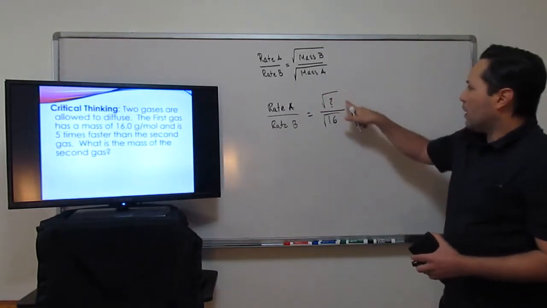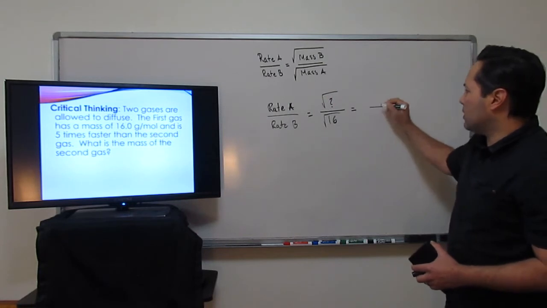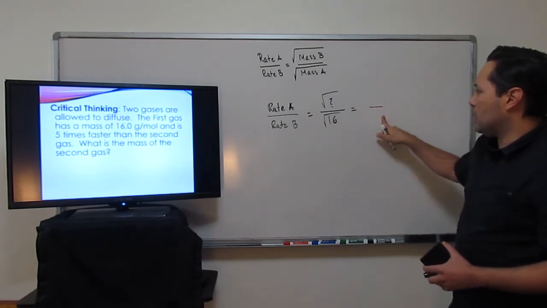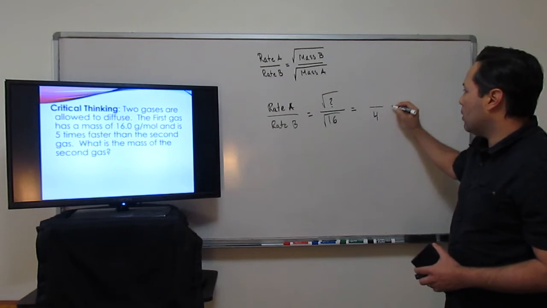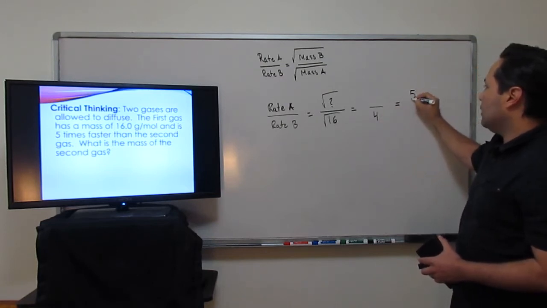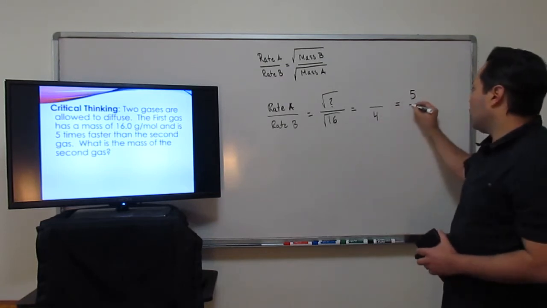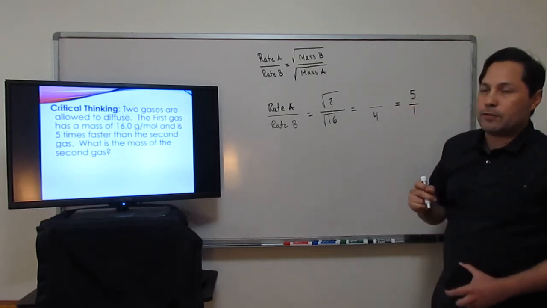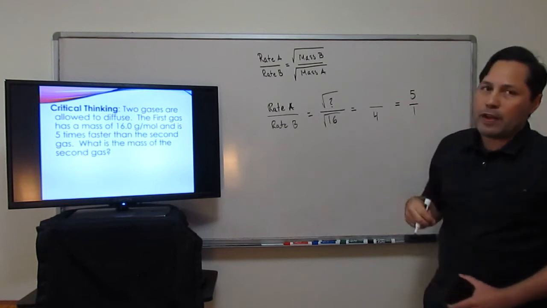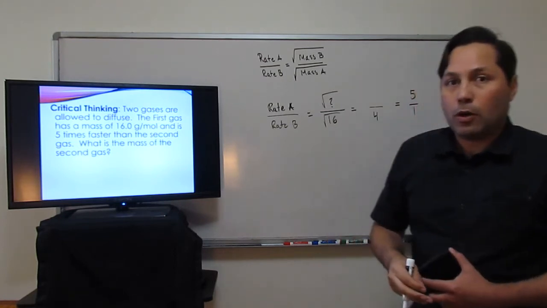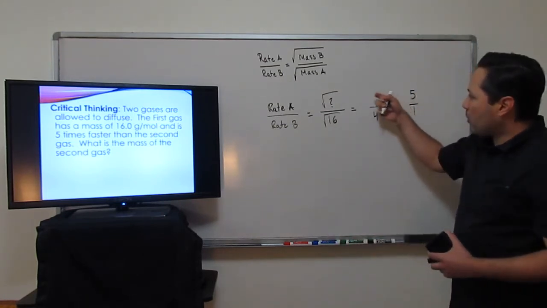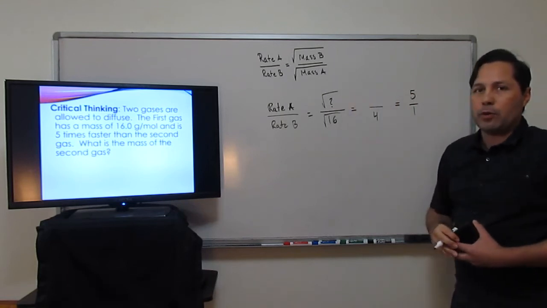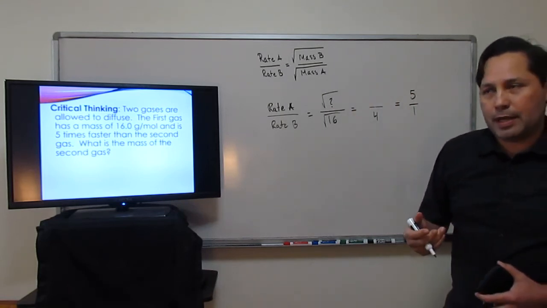Alright, so after we square root them, we still don't know what this is, so I'm going to leave it blank, but this is going to be a square root of 16, that's a 4, and after we divide, that's a 5 right there, 5 over 1. How do we get that? Because we know that it was 5 times faster. A is 5 times faster than gas B. So what we're going to do is now go backwards, figure out this number, and then figure out that number, so we can get the molar mass of the missing gas.